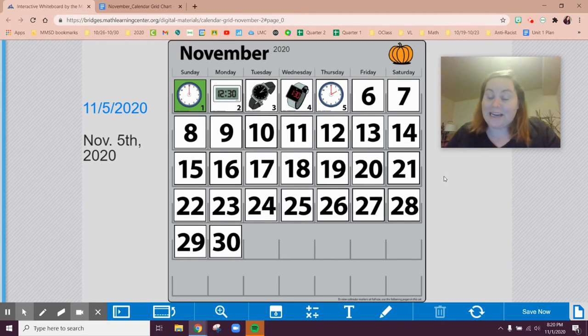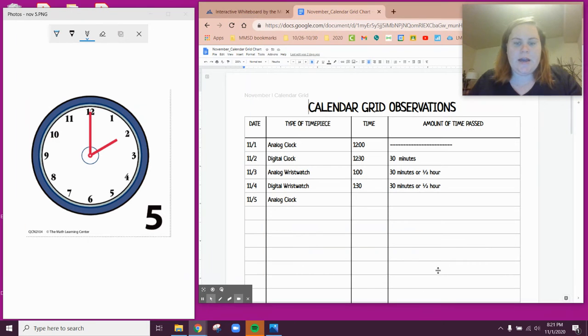I notice it's an analog clock that's very similar to our November 1st clock, except it has a white background. So I notice it's an analog clock, and then we're going to figure out the time in just a second. All right, so we're going to write 11:05. I just wrote that. This is an analog clock. Remember, that is the clock that has the face on it, and it has the hour hand and the minute hand.